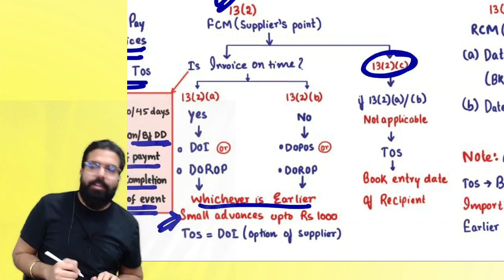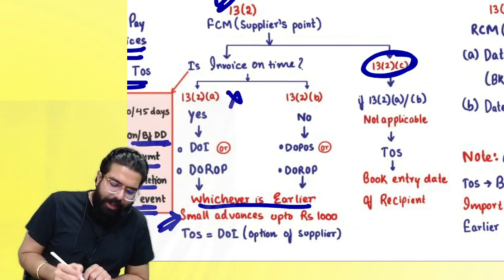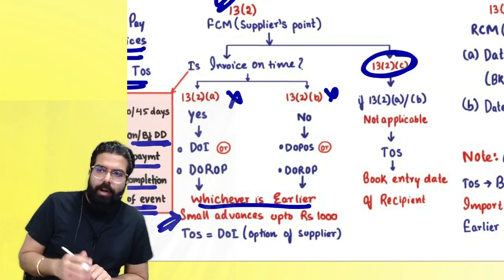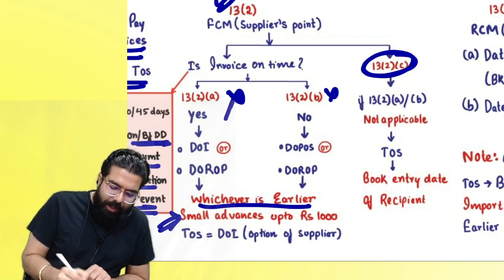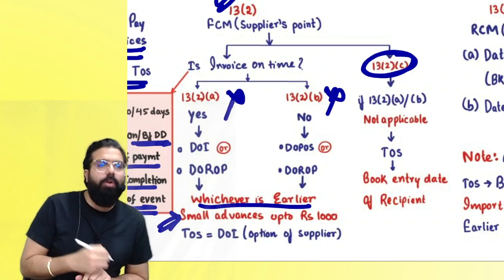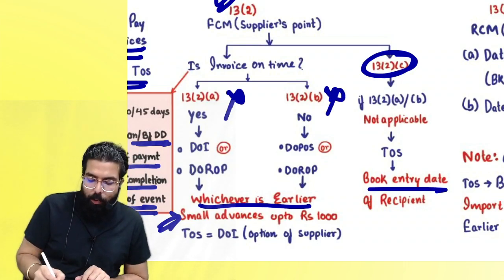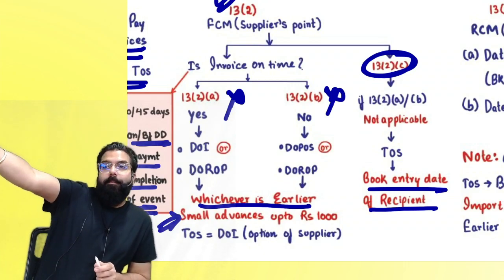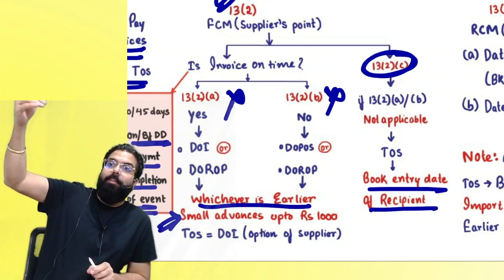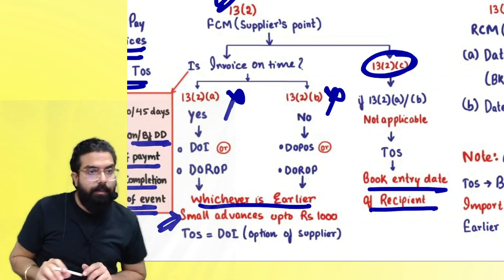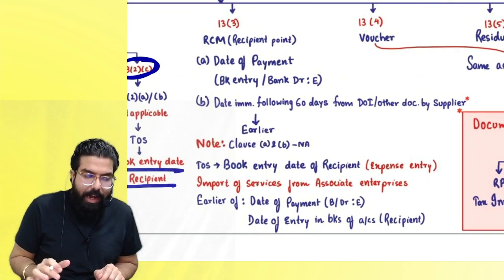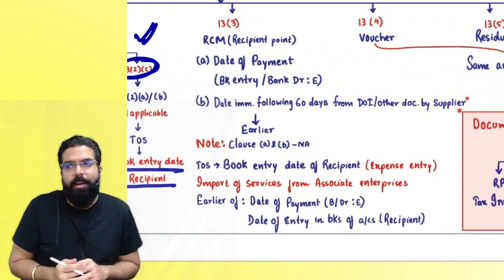Section 13.2C goes ahead and says if you are not falling in A case or B case, for example, you are not falling in 13.2A also and 13.2B also, then they are going ahead and telling the book entry date of the recipient will become the time of supply in case of the supplier. Are we clear, everyone? Yes, sir. Point is clear. I hope you guys remember the dry cleaning example is there.